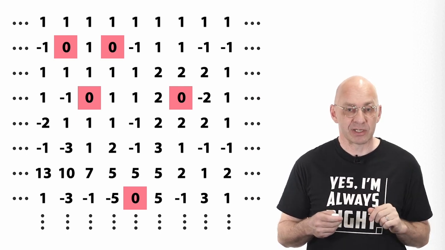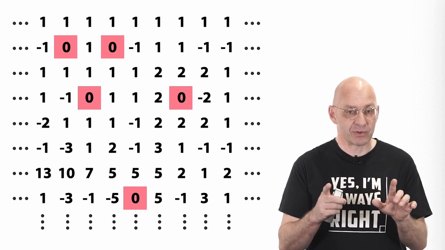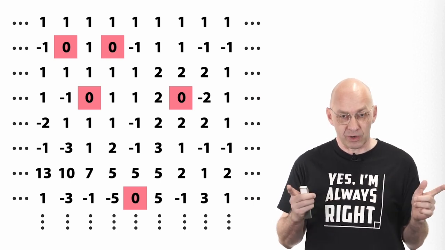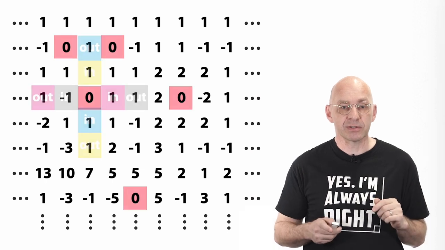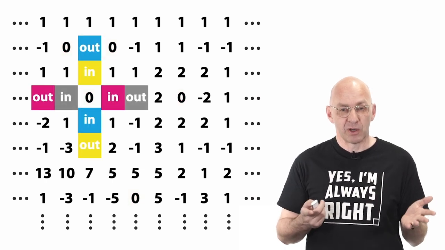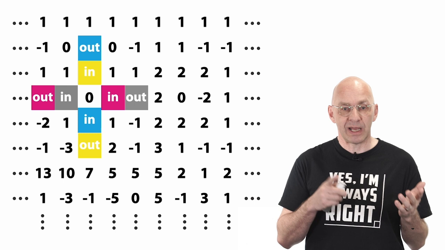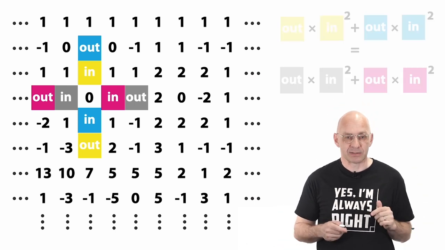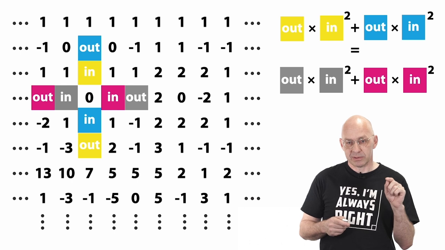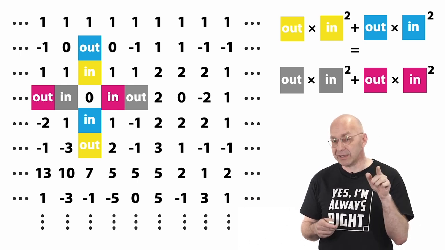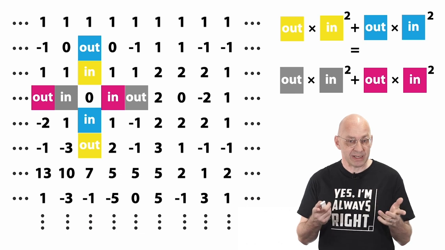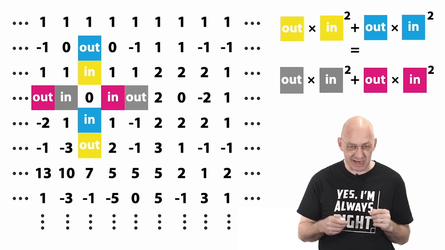Those numbers were calculated using a second type of cross rule, which works like this. First, draw a new type of long cross centered at one of those troublesome zeros. What's the rule? Well, there are 2 blue, 2 red, 2 yellow, and 2 gray squares. And now the rule goes like this. Outer yellow times inner yellow squared plus outer blue times inner blue squared equals the same thing with the other two colors.